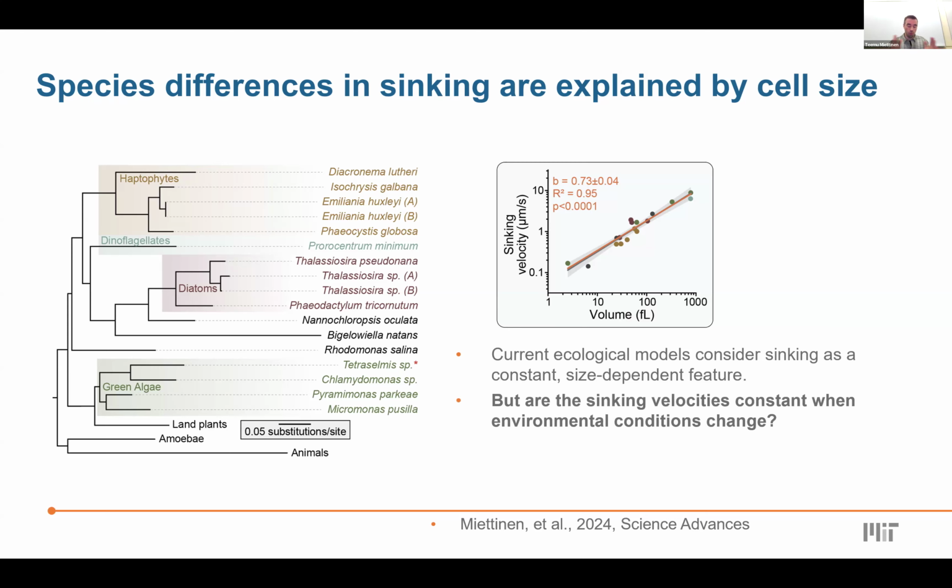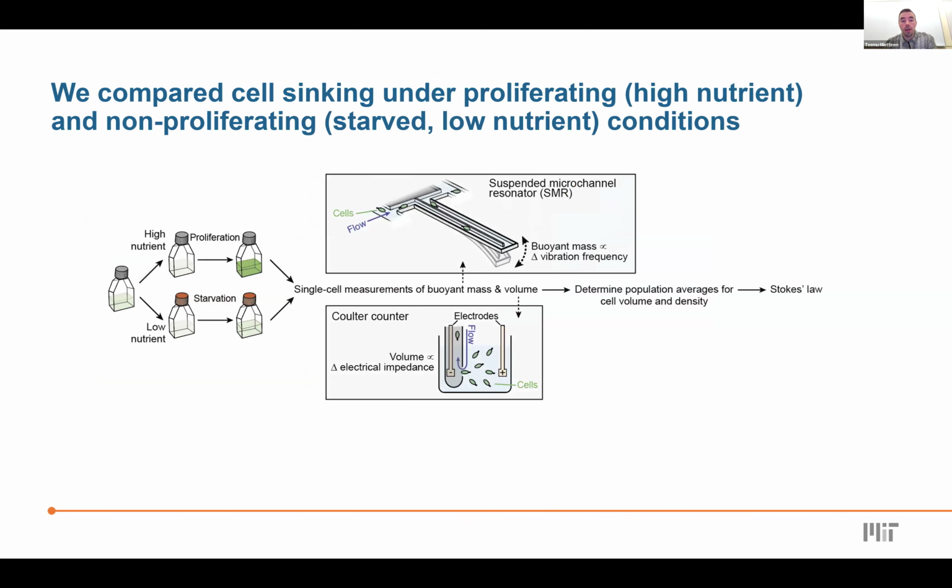If you look over a narrower size range, at a specific species, it might still be able to change its sinking velocity quite significantly. What I also want to talk about today is the potential mechanisms that various phytoplankton species might have to change this gravitational sinking.